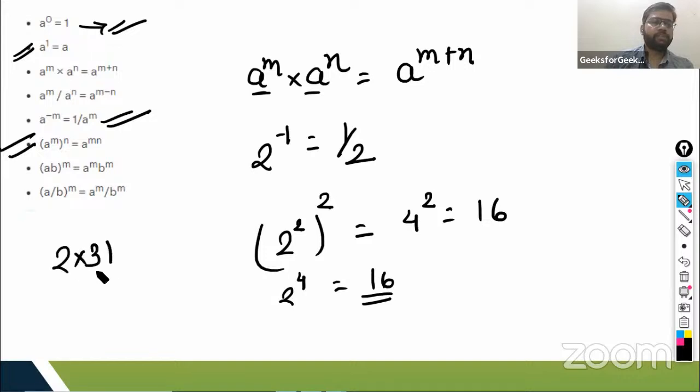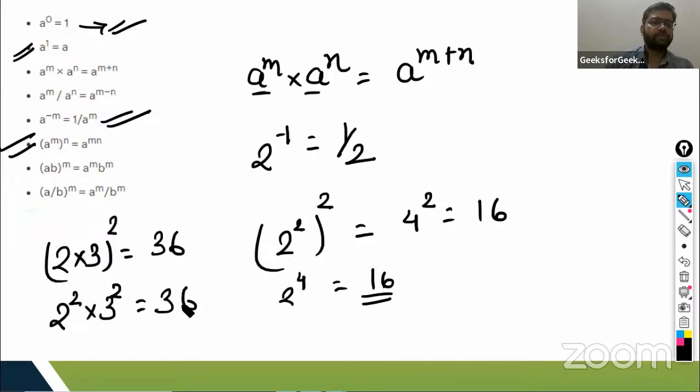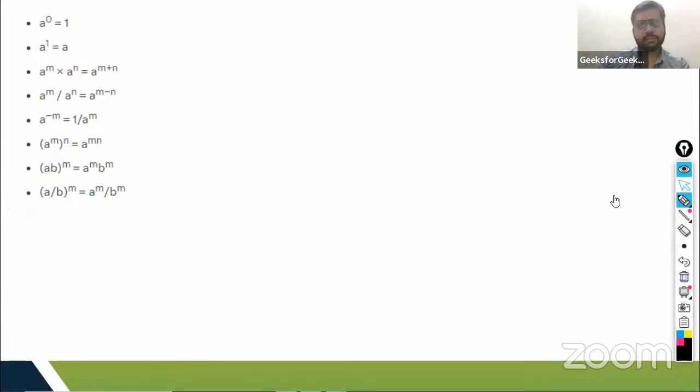2 into 3 to the power 2. Either you can solve 6 square is equal to 36, or you can also write 2 square into 3 square. That is also equal to 36. And same goes with a by b to the power m is equal to a to the power m upon b to the power m. Okay. I'm doing a quick revision, so I'm showing all the formulas quickly.